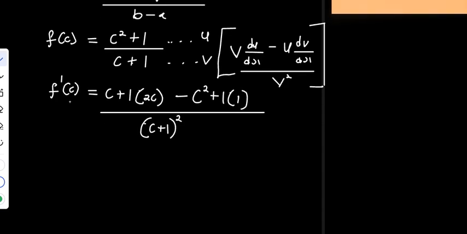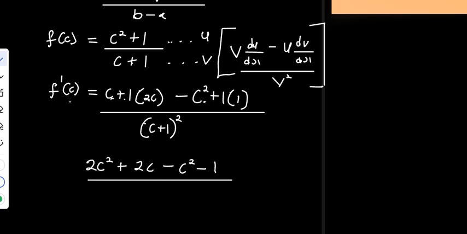Let's dive down to evaluate this. Evaluating this is going to give us, this will multiply with c and this will multiply with 1. So this will give us 2c squared plus 2c. Then for this part we have minus c squared minus 1, and all of this is divided by c plus 1 all squared.